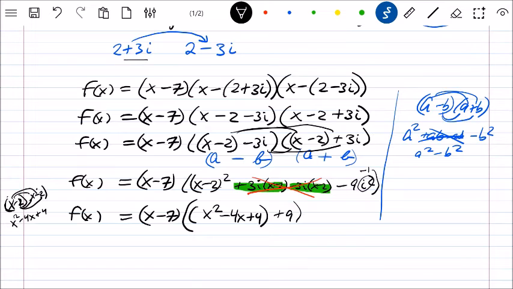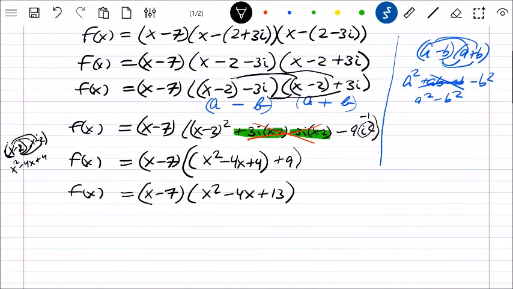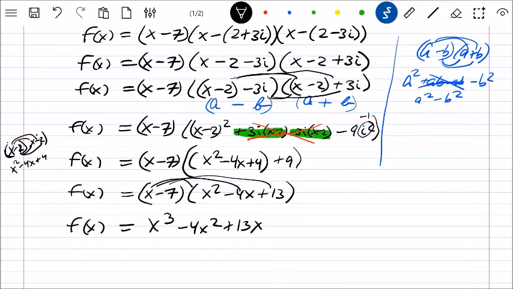So now I can put that together. x minus 7 times x squared minus 4x plus 13. Now I can keep on multiplying. x times x squared is x cubed minus 4x squared. Plus 13x. x cubed minus 4x squared plus 13x.